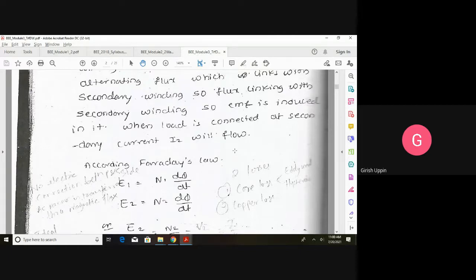Faraday's first law tells how EMF is induced. Whenever the flux linking with a coil or a conductor changes, EMF is induced. Faraday's second law: how much EMF is induced. So you have to quantify the magnitude. That is the second law. The magnitude of the induced EMF is directly proportional to the rate of change of the flux linkage, that is d phi by dt. So E1 is directly proportional to d phi by dt, or E1 is equal to N1 d phi by dt.